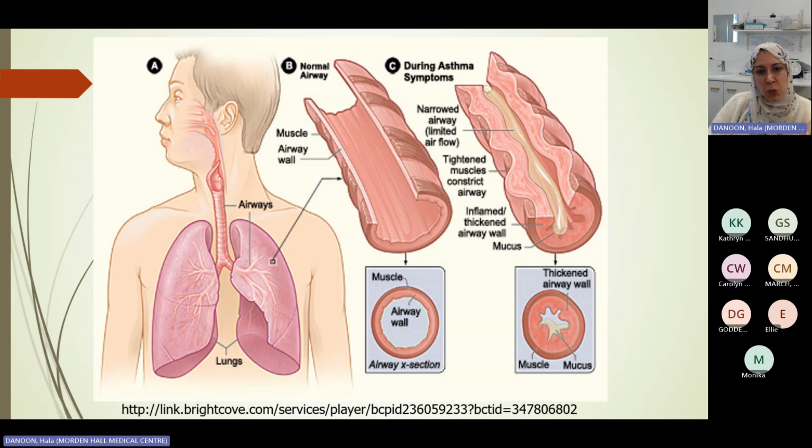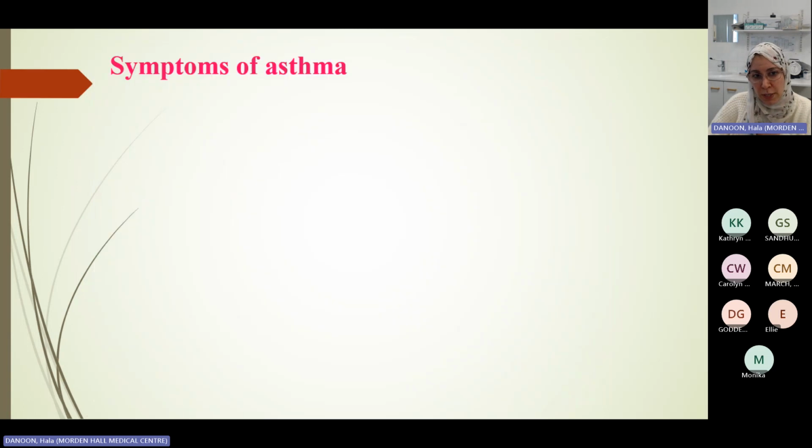If you look at those two different dissections of the bronchioles, you will see that the one on the left is a normal airway with a nice open lumen. The muscles around it are nice and thin, and the mucus as well. While on the right-hand side, you can see that there is inflammation with a narrowed airway lumen. The muscles are quite tense and thickened. There are also tightened muscles which constrict the airways, and these will cause the problems of breathing.